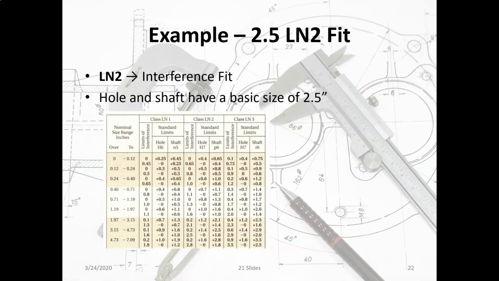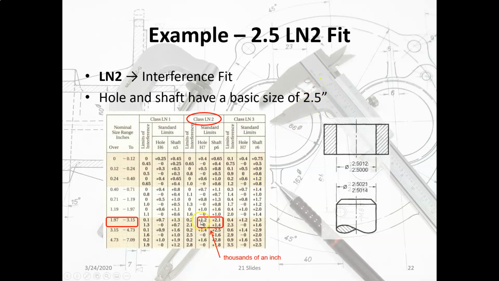All right, so let's see. We got a couple more slides to go. Let's do an LN2 fit. Again, 2.5. So we do LN2. We go down to 2.5, so it's within that range. We find these numbers. They're in thousandths of an inch. So we're going to take 2.5 and we're going to subtract 0. And we're going to add 0.0012. There we go, right there. And we're going to take 2.5 for the shaft, and we're going to add 0.0021 and 0.0014. And those are the numbers right there.